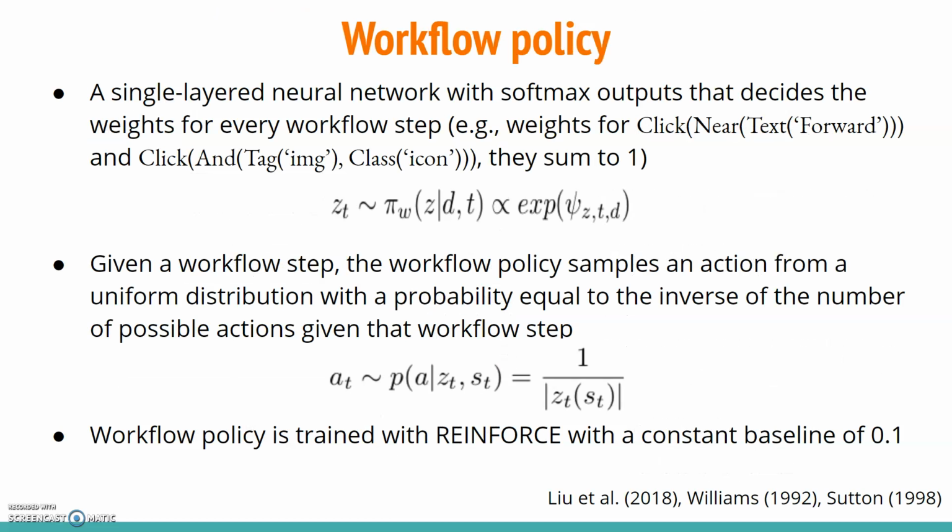We use a single layer neural network with softmax outputs which decide the weights for every workflow step. Having sampled a workflow step as per the softmax weights, the workflow policy further samples an action from a uniform distribution where the probability of sampling every action is the inverse of the number of possible actions given that workflow step. The workflow policy is trained with REINFORCE and a baseline of 0.1.